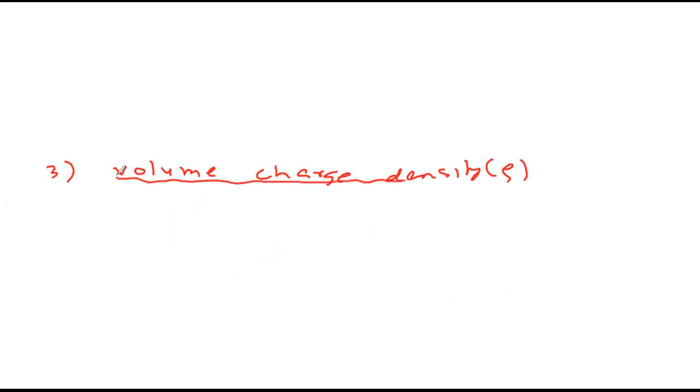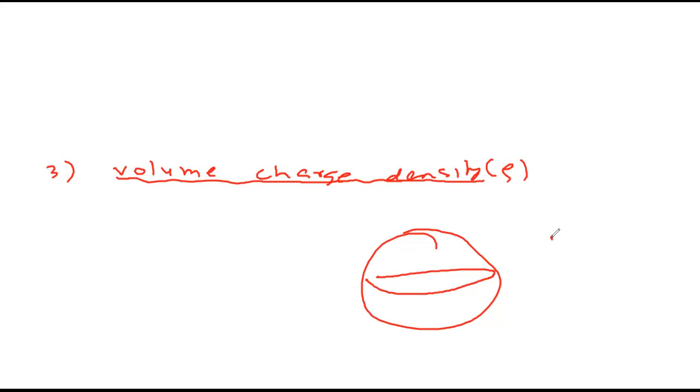Yes, sir. Third type of distribution, volume charge density, denoted by rho. Volume charge density. Suppose I imagine one sphere or a cube which are non-conducting. Non-conducting means it will not transfer the charge.